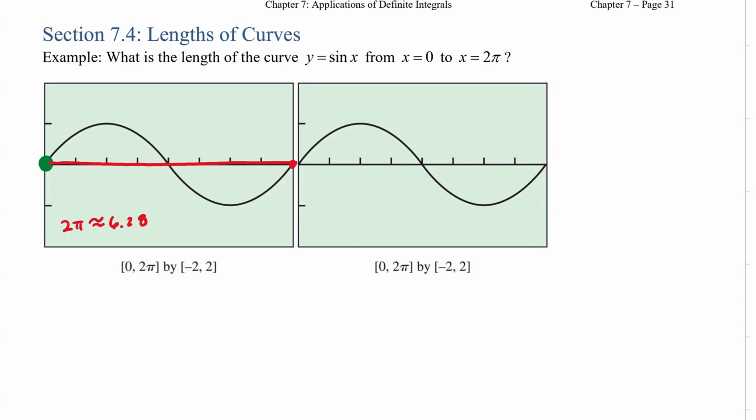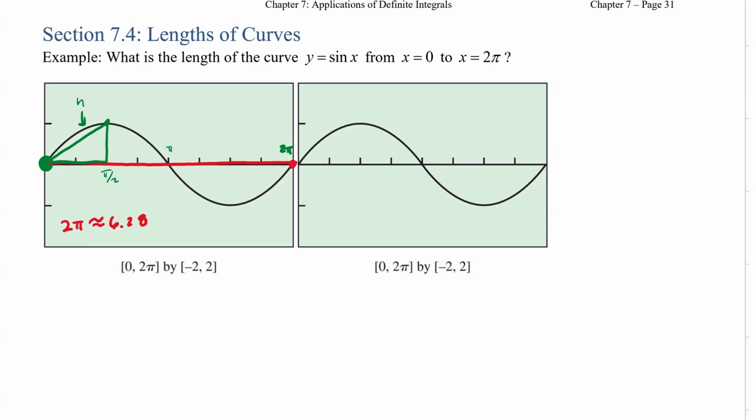A better estimate might say, start at this green point, but then go to this green point. And that hypotenuse is a reasonable estimate of the curve that starts and ends at that same point. And I think we can find the length of that hypotenuse. I know that this is 2 pi, that this is pi. This would have to be pi over 2. And so I have a triangle there.